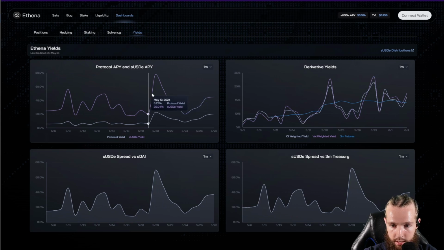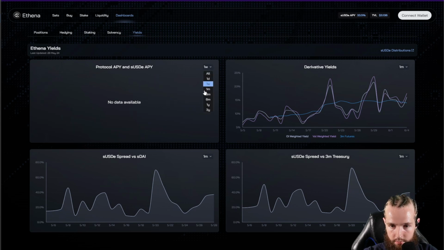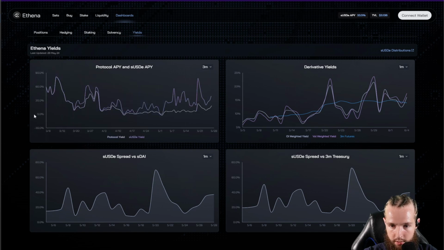So SUSDe, I apologize, looks like its lowest point was at 17.8% APY there on May 17th, and it's just been pretty much trending up ever since then. So here in the last week, no data available. Let's go to 3 months. Been pretty choppy, as you could see, but it's been up in the high, plus over 50% levels a couple of times now, quite a few times actually, and it's even held there for a couple of days before. So pretty interesting stuff. Definitely a big opportunity here.